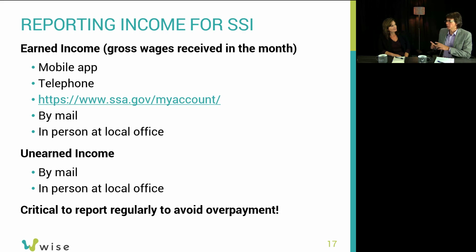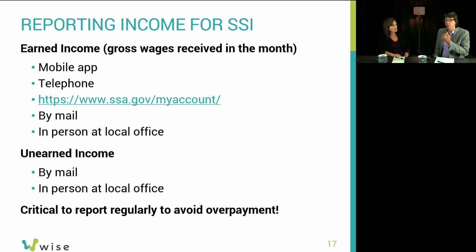You mail it in certified, you get a receipt when they receive it, and that's your evidence. So if ever that's contested, you have proof of that. What about people, though, who report by telephone or even maybe by mobile app or in person at the local office? How do they track so that they can prove that they actually reported?